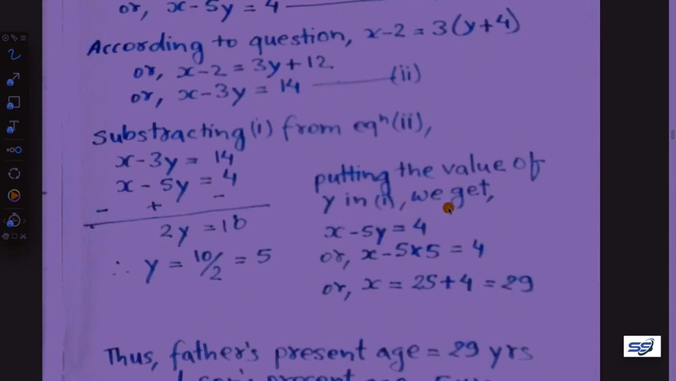Putting the value of y in equation 1, we get x minus 5y equals 4, or x minus 5 into 5 equals 4, or x equals 25 plus 4 equals 29. In this way, we get the value of x and y, which means the age of father and son.